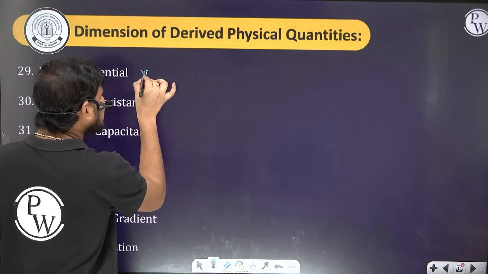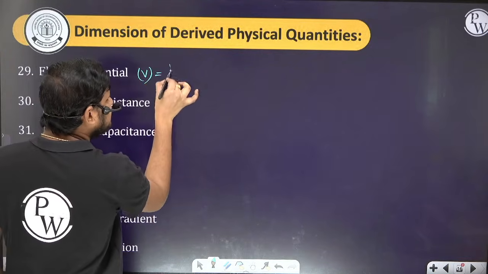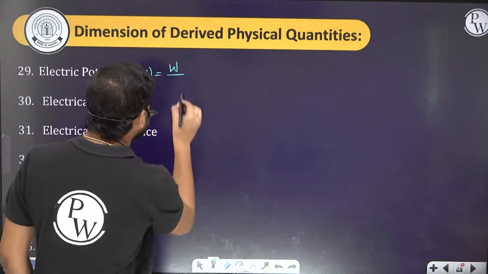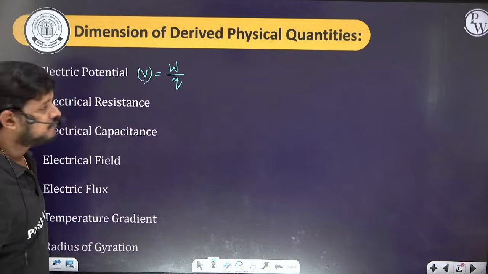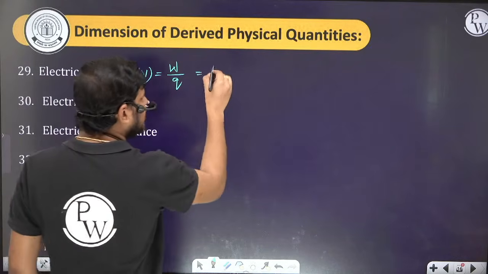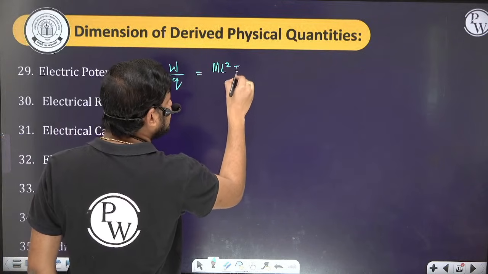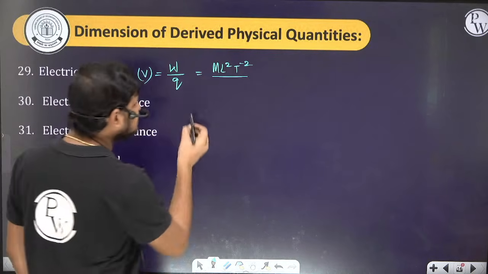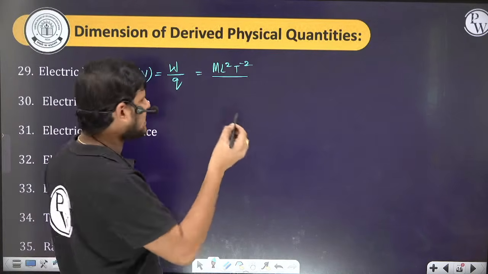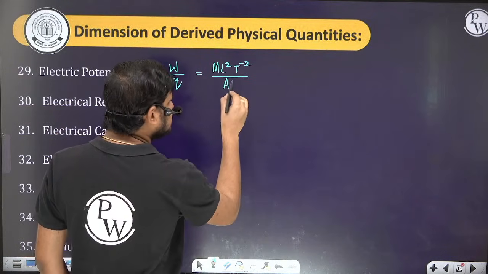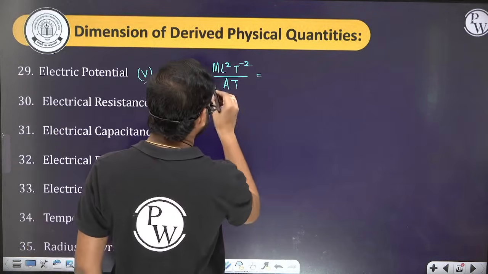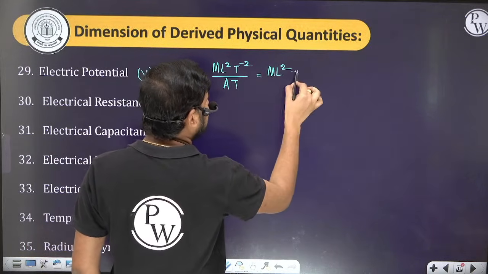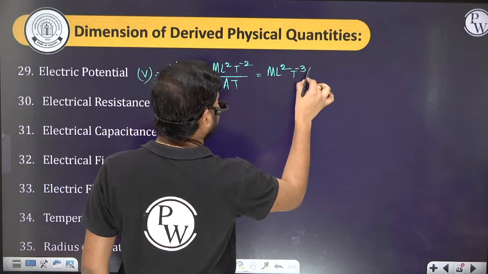So the work done in bringing a charge, where q is the charge, is denoted by V. Work done has dimensions M L square T to the power minus 2, divided by the charge. What are the charge dimensions? Charge is current into time, I into T, which is A into T. So now let's write this: M L square, and if this T goes up, the minus 2 becomes minus 3, so T to the power minus 3 and A to the power minus 1.